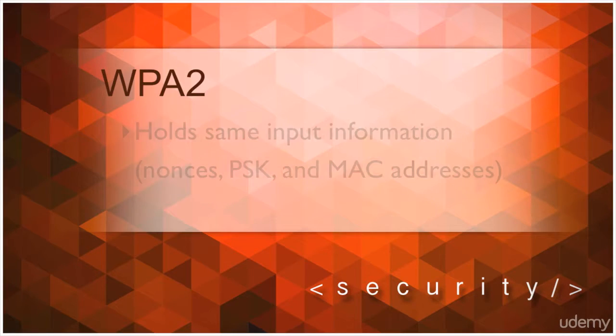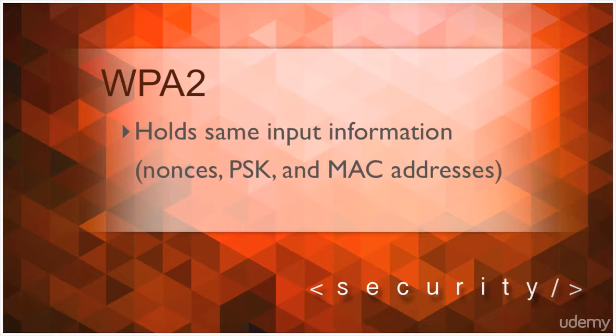The AP derives the same PTK and session keys as the device, so it now holds the same input information: nonces, PSK, and MAC addresses. It can then hash its own nonce with the derived KCK and then check it against the one that it received. This confirms that the device shares the PSK and is now authenticated to the AP.